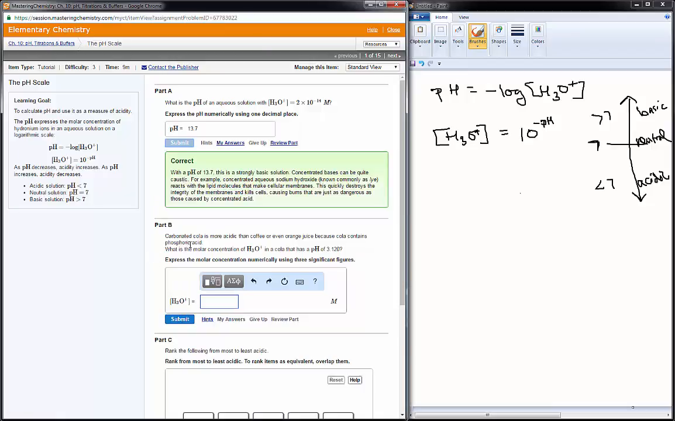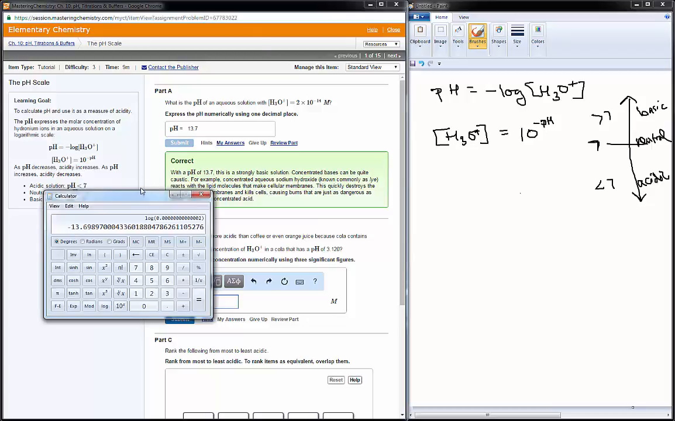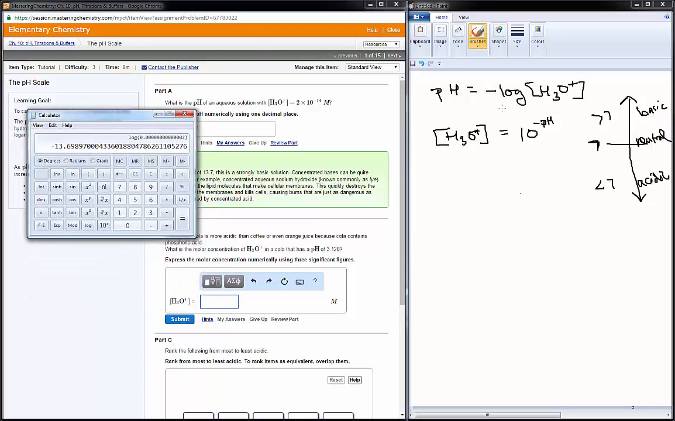Next, we've got carbonated cola, more acidic than coffee or even orange juice. What is the H3O plus if my pH is 3.120? Again, now I know the pH, and now they want the H3O plus. So I'm going to use this equation. 10 to the negative pH is going to give me the H3O plus.